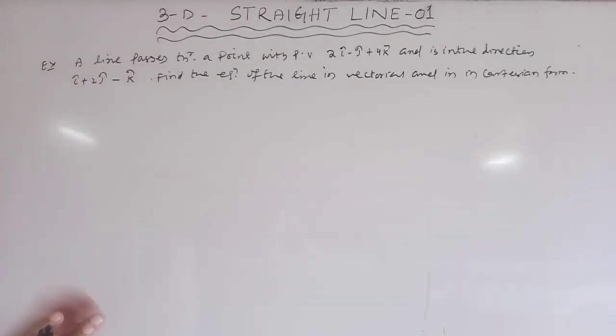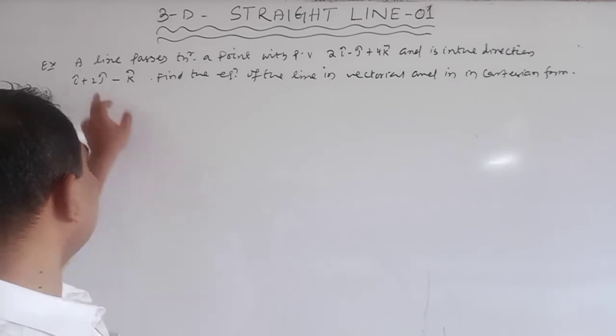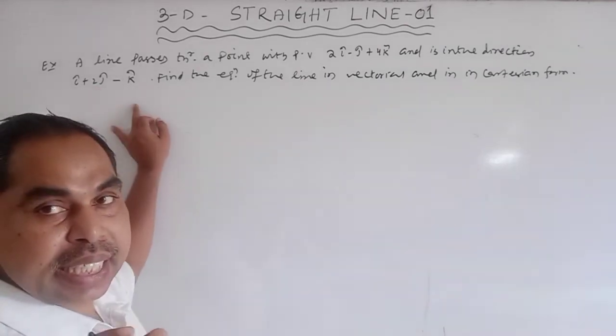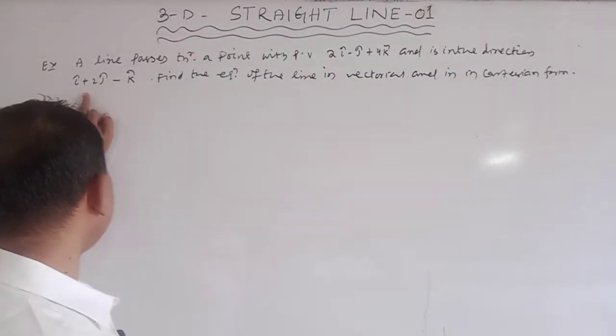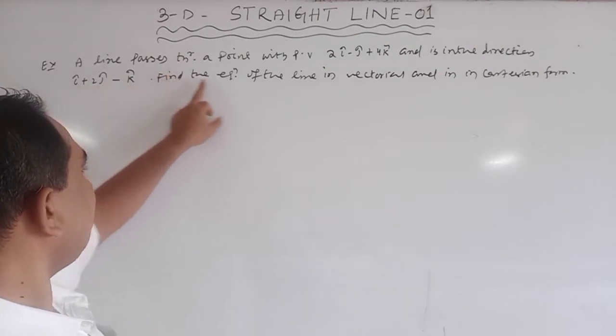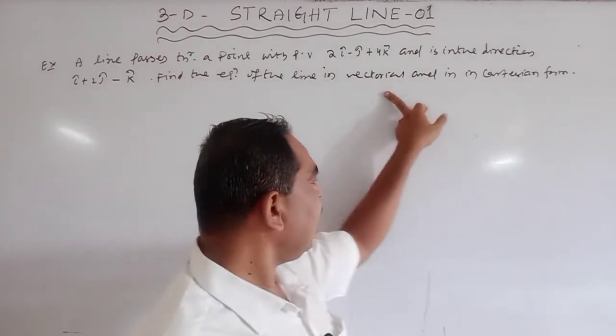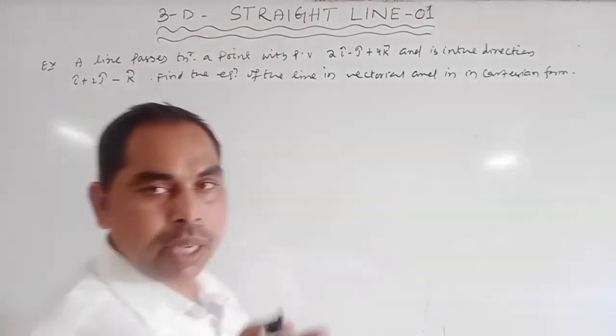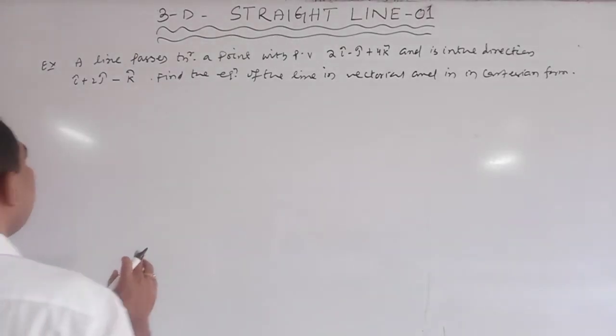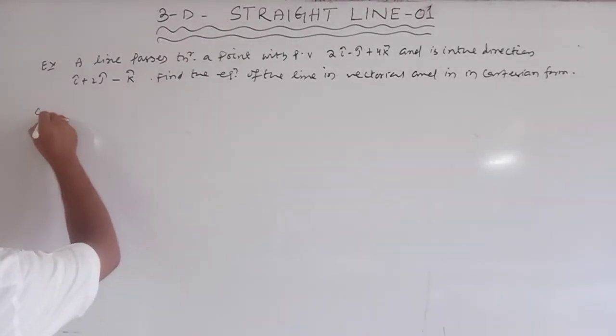A line passes through a point with position vector 2i minus j plus 4k and is in the direction, means parallel, to the vector i cap plus 2j cap minus k cap. Find the equation of the line in vectorial and in the Cartesian form. We have to find both forms, the Cartesian form as well as the vectorial form. Okay.